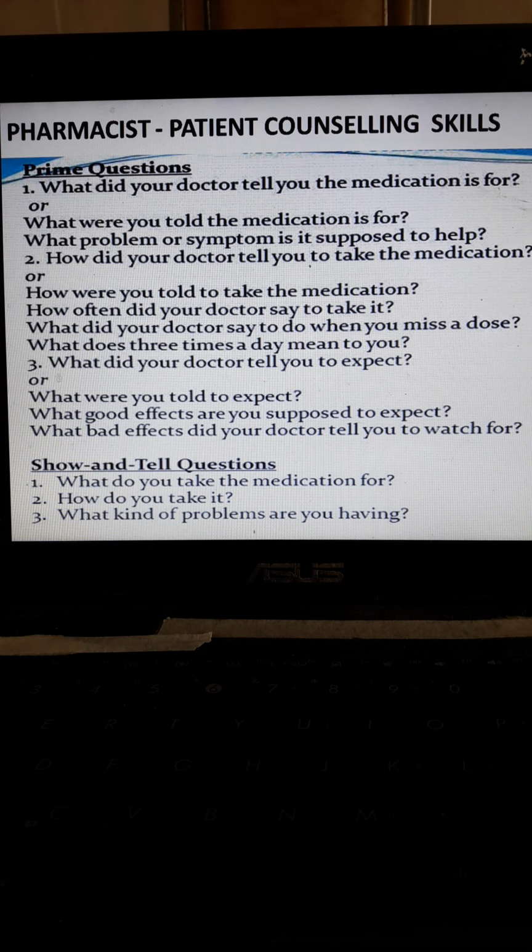Okay, show and tell questions. So what do you take the medication for? So you have to show the medications and how do you take it. So you ask questions to see if the patients know how to take that medicine. You have to verify this with the patient, I mean.